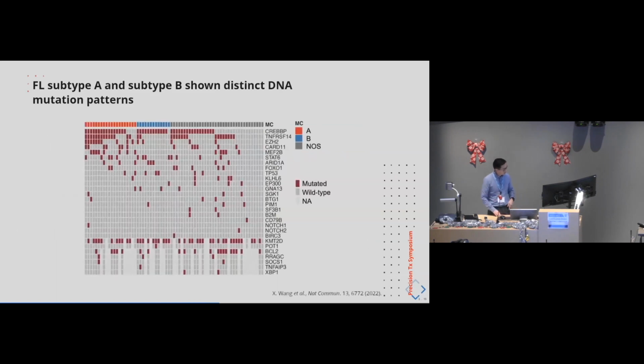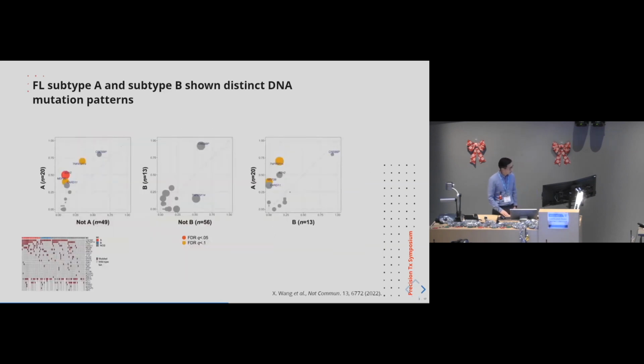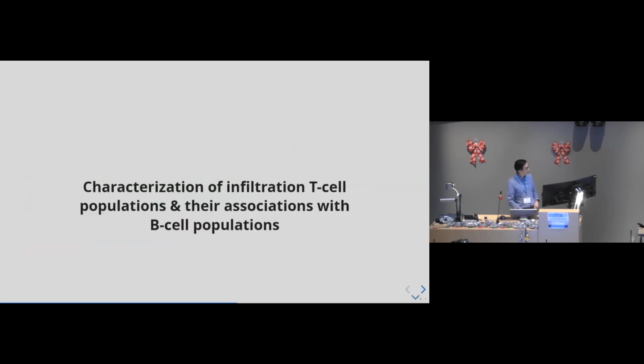The last bit of result I want to share in the B cell part is that we did targeted sequencing to assess mutations, to find whether there is any mutation profile associated with these type A or type B tumors. We found that in type B, nothing seems to be statistically significant. But for type A, a couple of genes like EZH2, BCL2, and TNFSF14 mutations are closely associated with type A tumors. That's all for the B part.